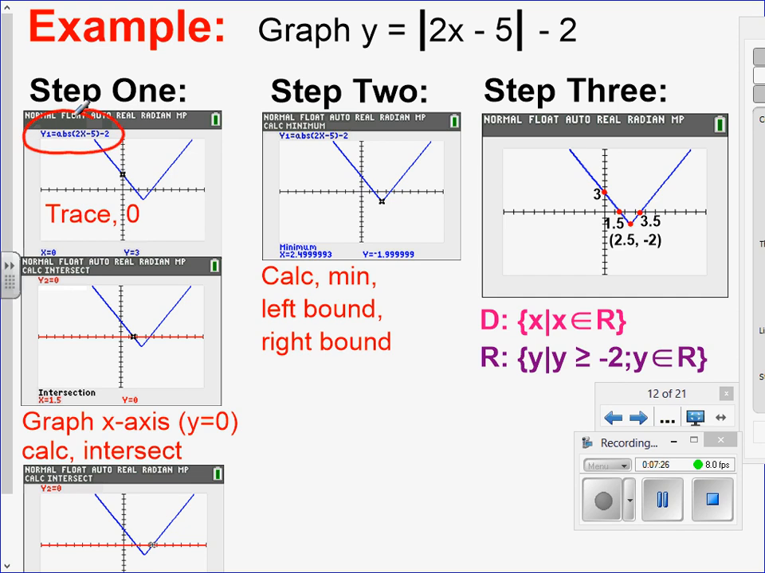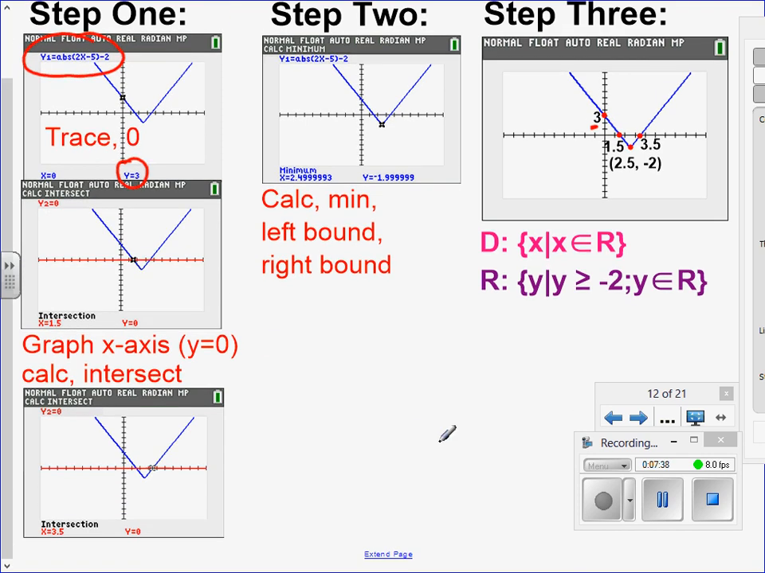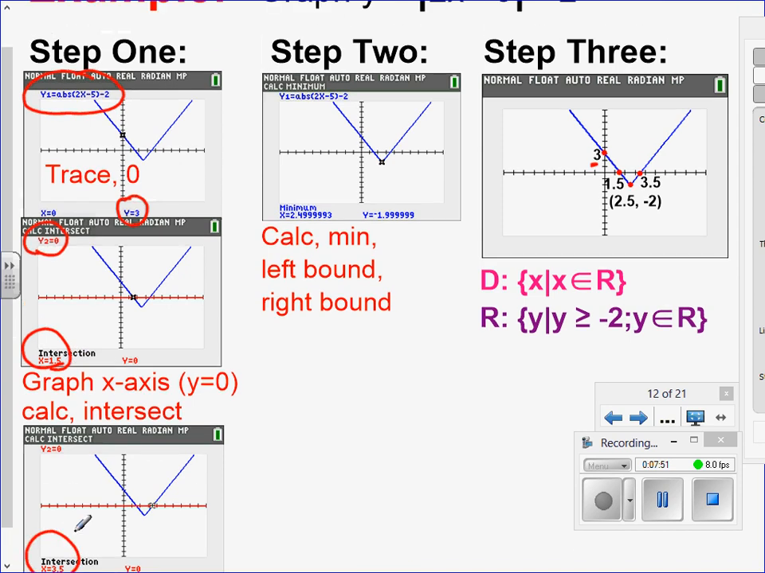And the first thing that I did is I found my y-intercept. So I did trace 0 to get my y-intercept at 3, and you can see that I've labeled that on my graph. Then I find my x-intercepts. Remember, I enter in the x-axis, which is y2 equals 0, and it graphs the x-axis. And then I find the 2 points of intersection, one at 1.5, the other at 3.5. And you can see I've labeled those on my graph as well, 1.5 and 3.5.